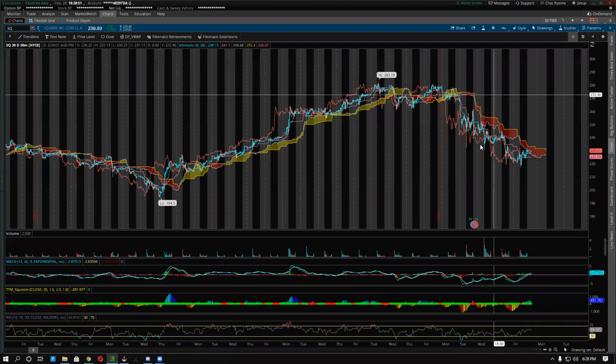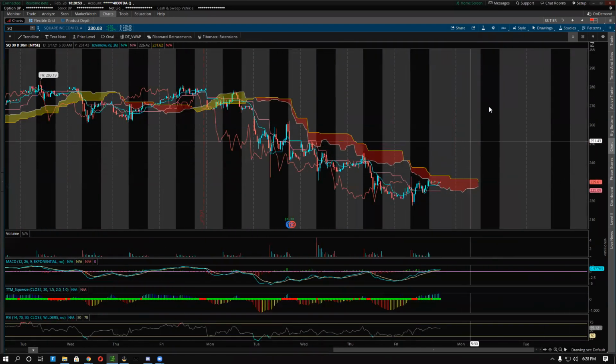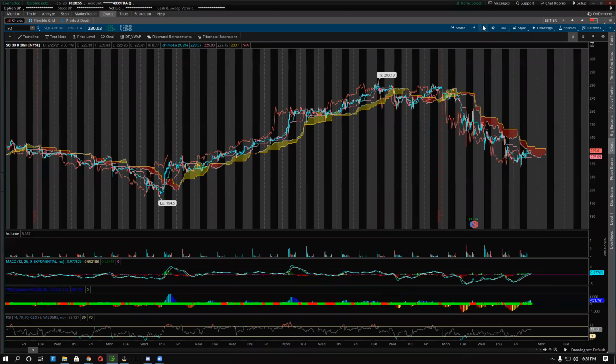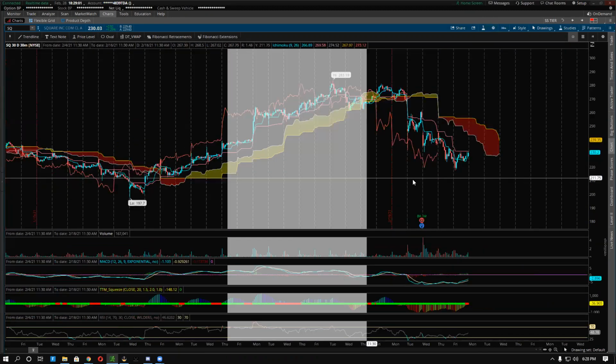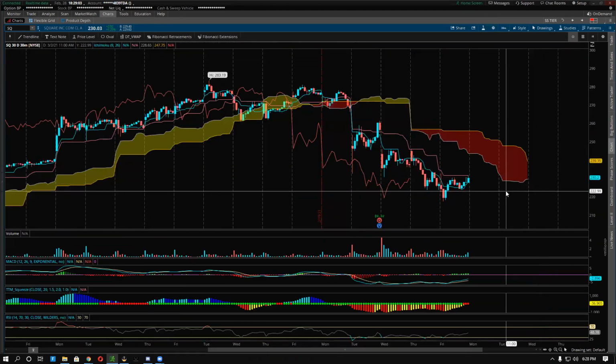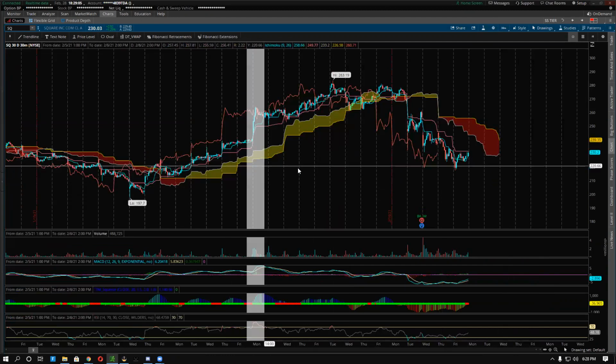Personally, when I swing trade, I turn off extended hours and I use the 30-minute chart. I mean, if you guys use extended hours, that's up to you. It's a personal choice. I personally think that it messed up my indicators, but that's just me, right? So if you guys are looking at Square, it's a very different picture right here, right?